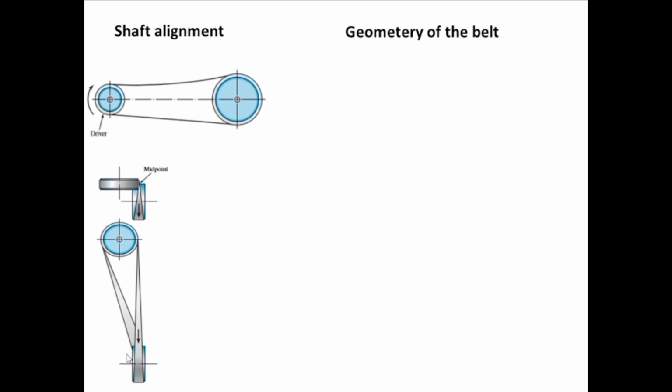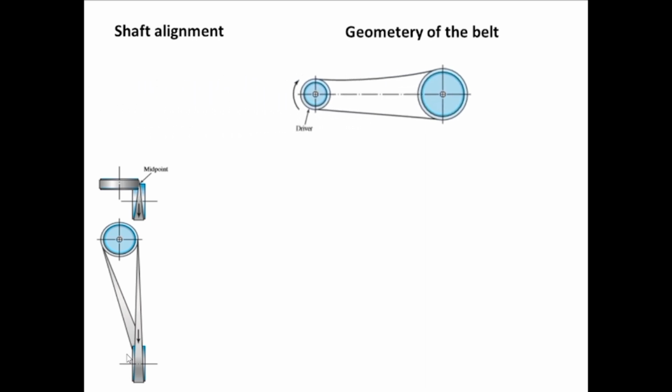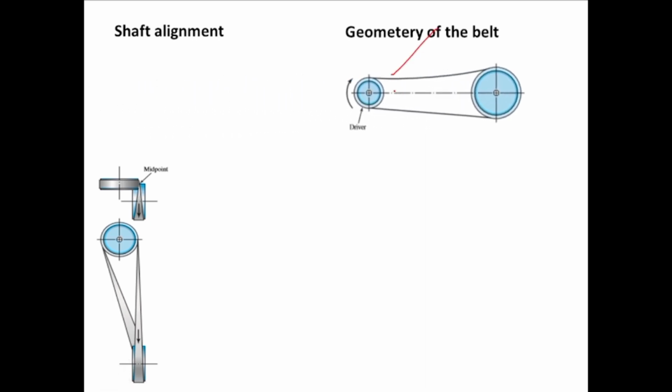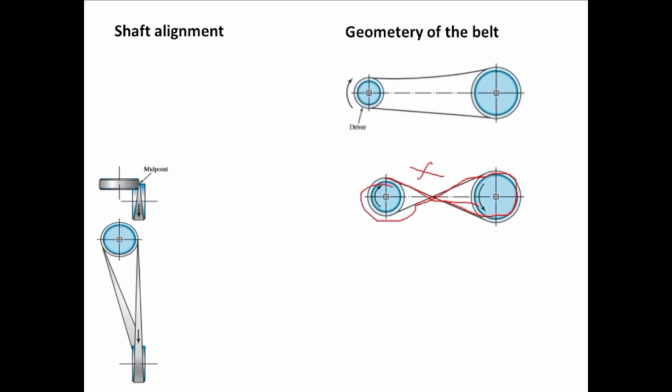Then we have the geometry of the belt. It can be open geometry like this, and it can be crossed as well. It is starting from here and wrapped like this, since it is making a cross over here, that is why it is called a cross belt. This one can only be used for the flat belt. Another thing that should be considered is that when the belts are crossing each other, they should not be in contact. They should be slightly away from each other.